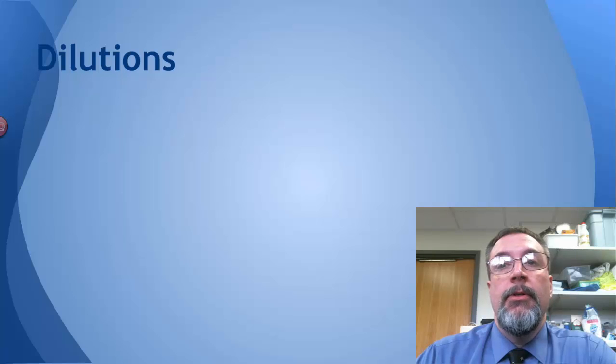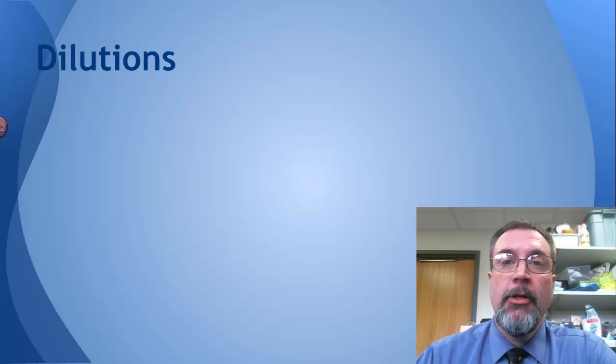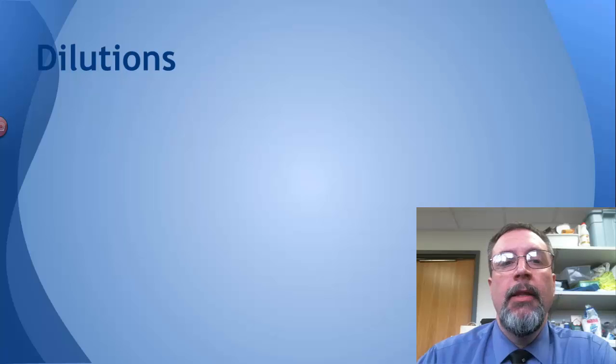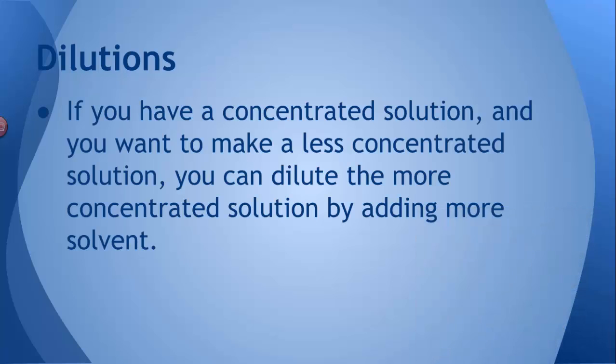Sometimes you want to make a solution of a particular concentration, but you don't want to make it from scratch. In other words, you don't want to measure out the mass of solute and dissolve it into water, because dissolving the compound can take a while. There's an easier and faster way: make a dilution. You can take a very concentrated solution, which we sometimes call a stock solution, and make it less concentrated by adding more solvent. You add more water, and it dilutes it.